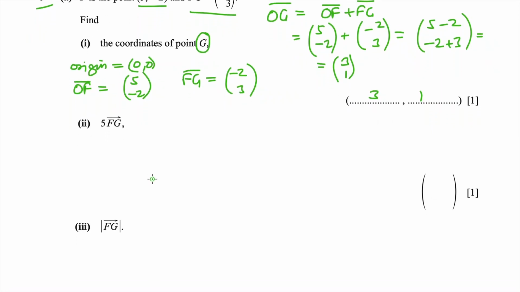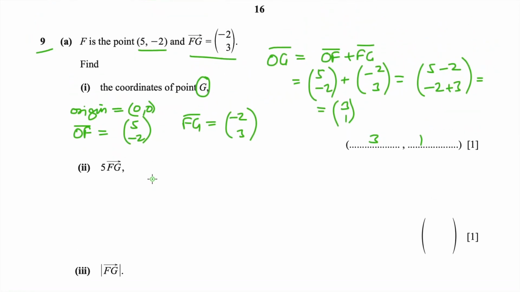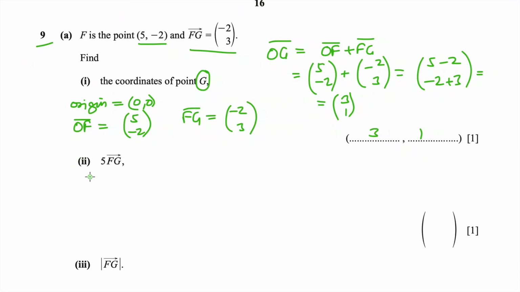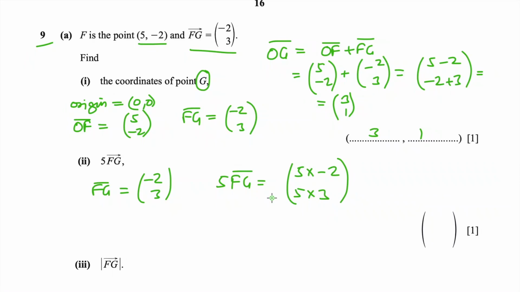Next, 5 into FG bar. They have already given FG bar, which is (-2, 3). So 5 into FG bar is equal to (5 into -2, 5 into 3). You just simply take each coordinate and multiply it with 5. This is equal to (-10, 15). So the answer is (-10, 15).